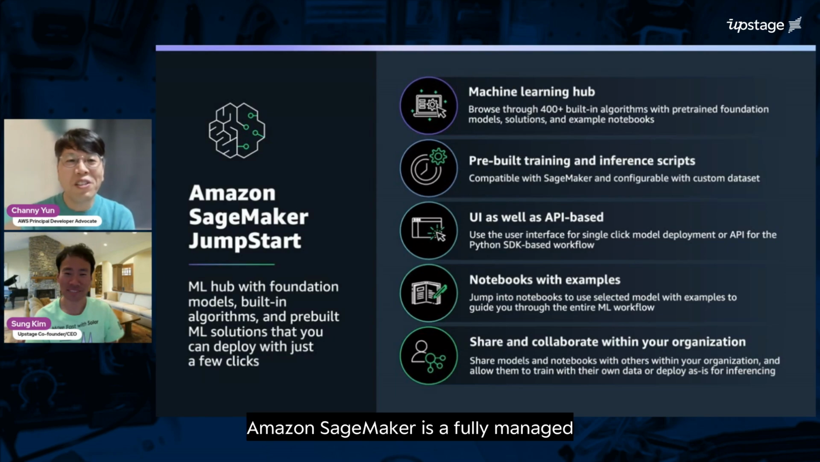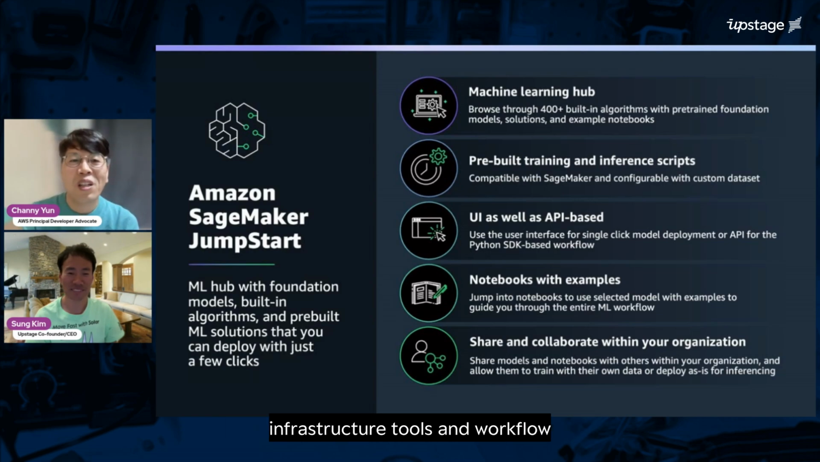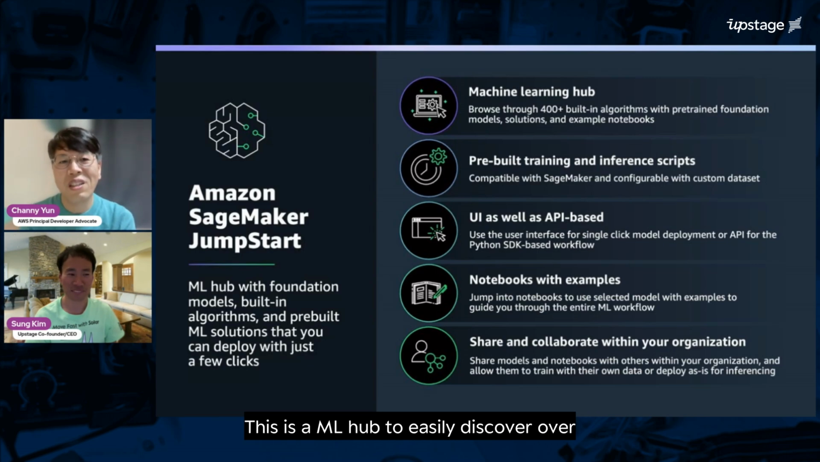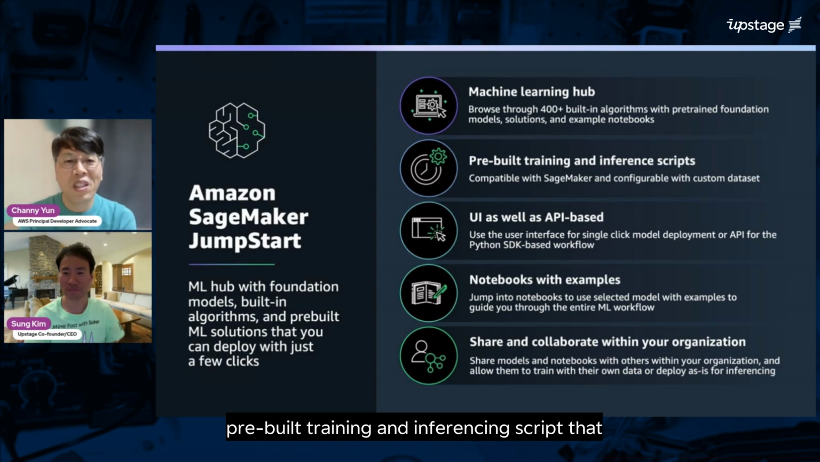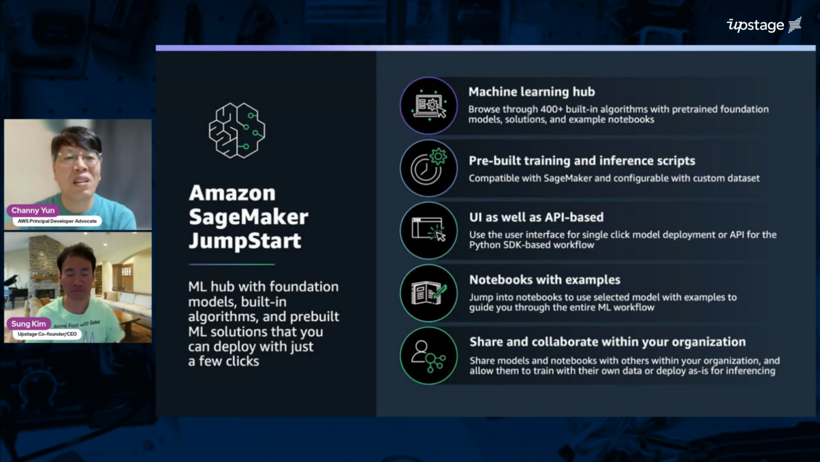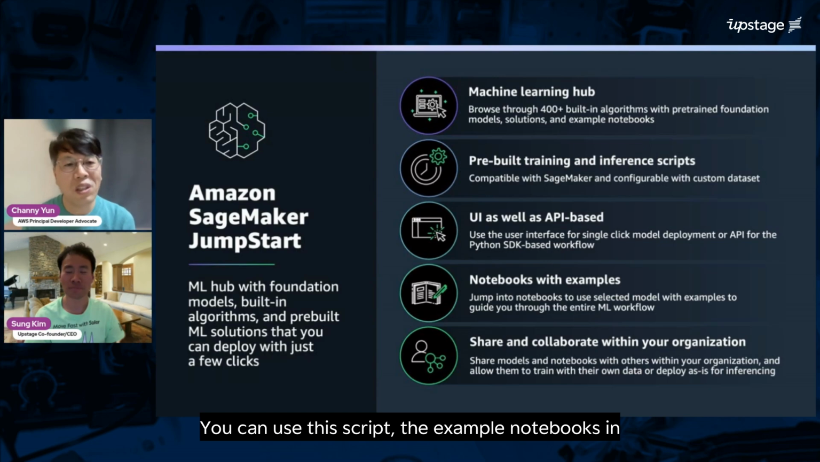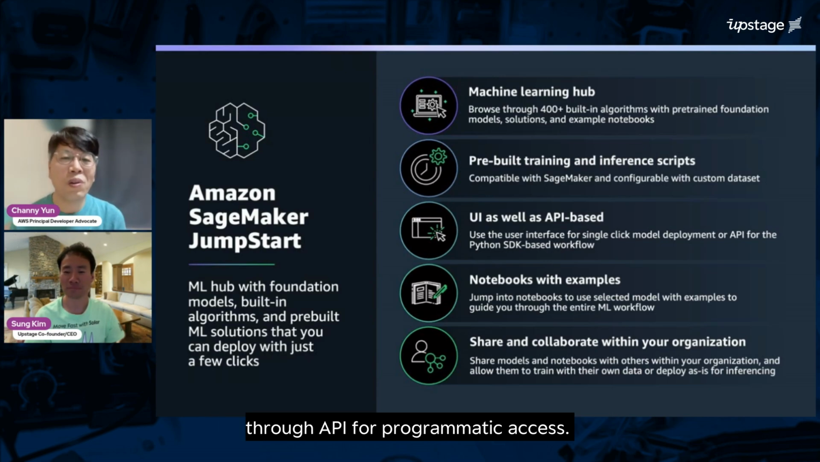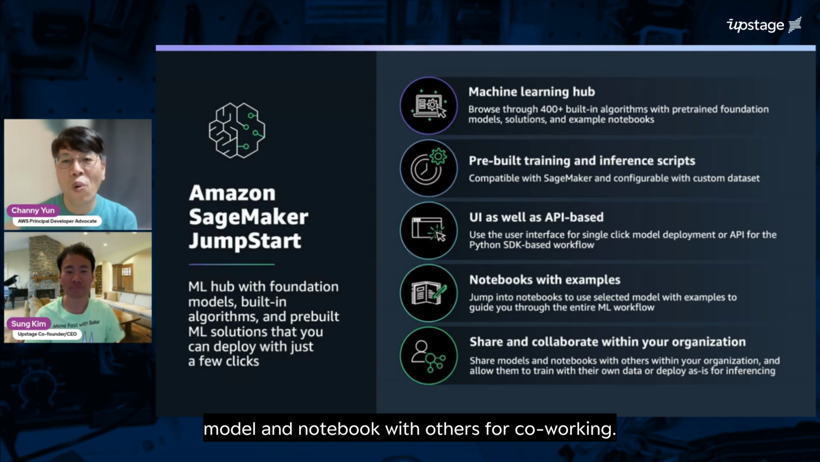Amazon SageMaker is a fully managed machine learning service to prepare data, build, train, and deploy machine learning models for any use case with fully managed infrastructure, tools, and workflow. To make it easier to get started, you can use Amazon SageMaker JumpStart. This is an ML hub to easily discover over 400 built-in models and deploy rapidly with just a few clicks. These models come with pre-built training and inferencing scripts that are compatible with SageMaker, and configuration with custom datasets. You can use these scripts and the example notebooks in the web-based IDE called SageMaker Studio, or through API for programmatic access. If you have a collaborator in your company, you can share models and notebooks with others for co-working.